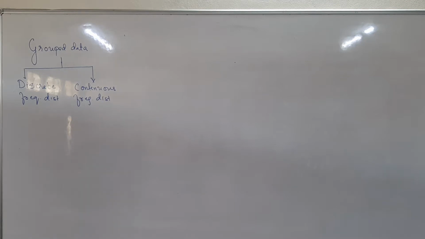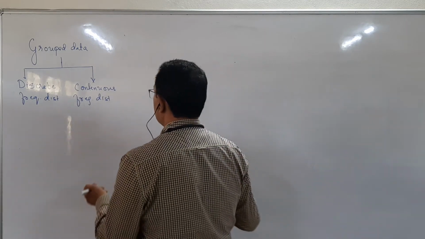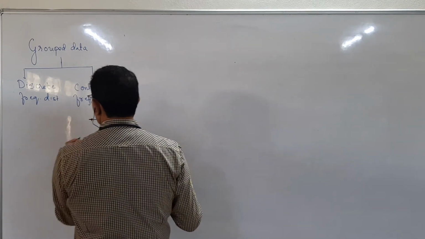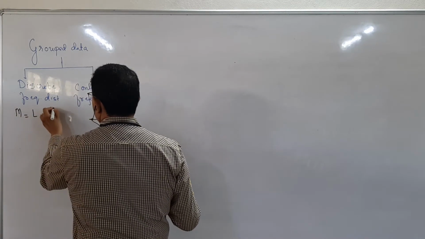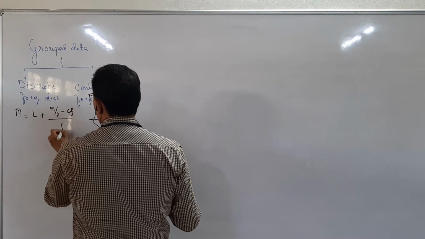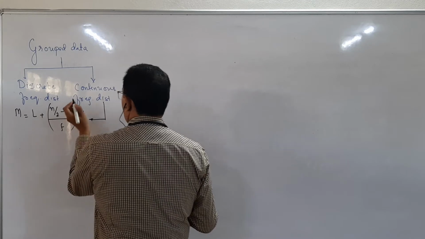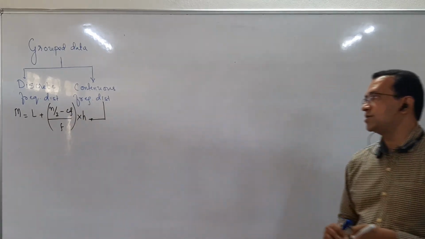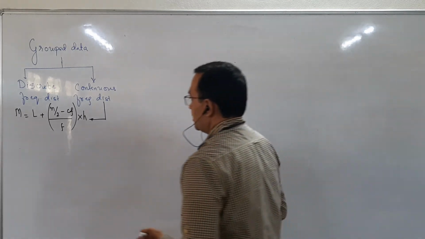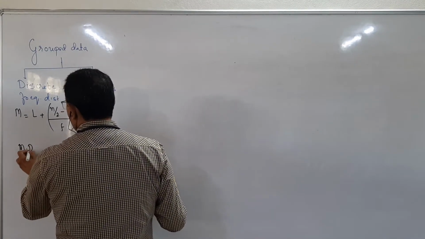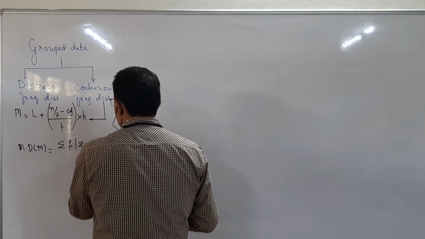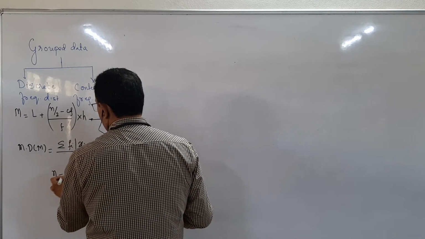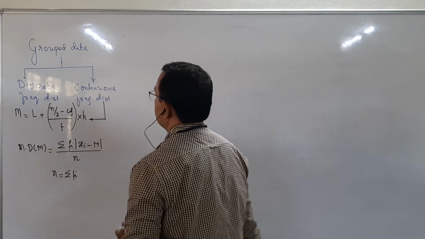Now, first of all, what is the formula for median for a continuous frequency distribution? This I suppose all of you know. Median M is equal to L plus (n by 2 minus cf) upon f into h, or c. C is the class length, h is the class length. And mean deviation with respect to median will be sigma fi mod xi minus M upon n, where n is the total frequency.